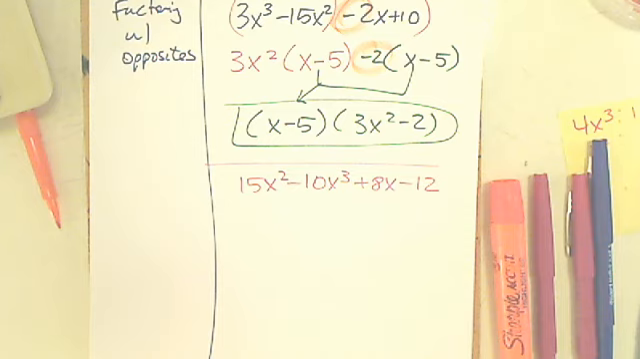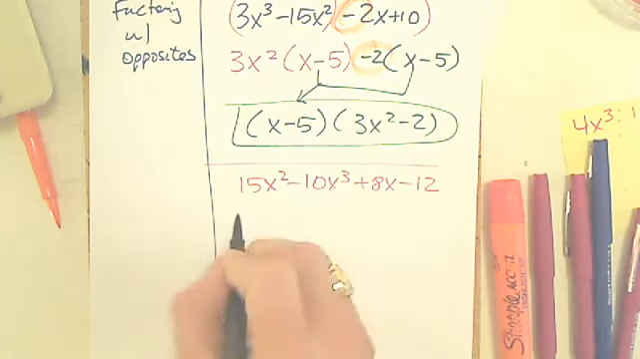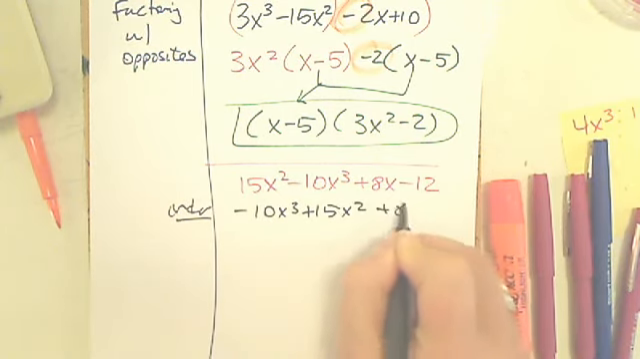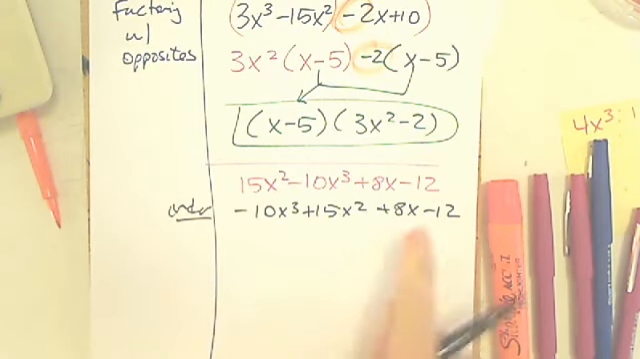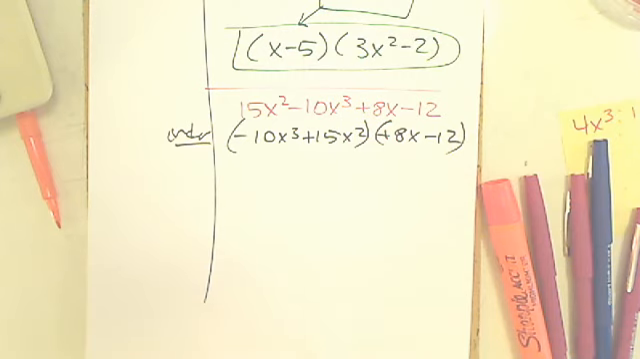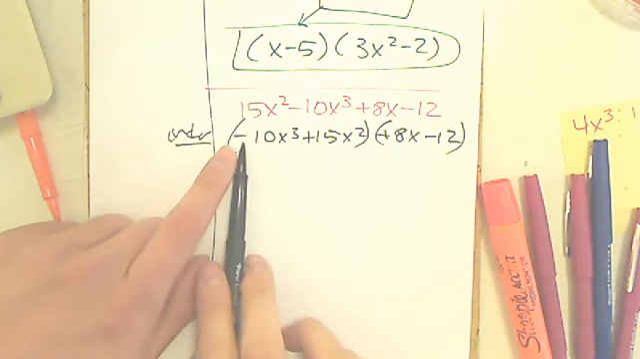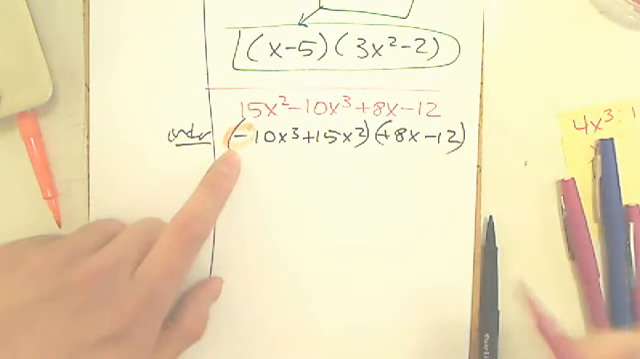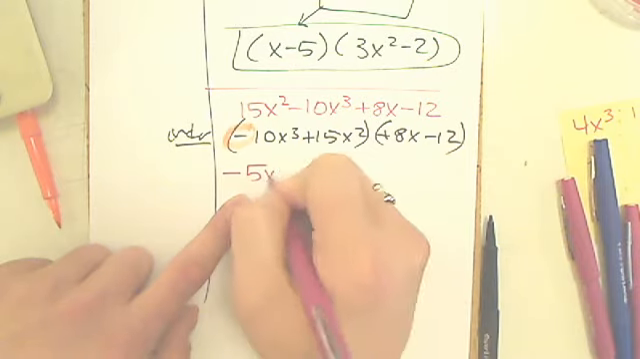This one might have a couple of different answers. Okay, so I'm going to reorder it as you're working. Negative 10x cubed plus 15x squared plus 8x minus 12. Four terms. Contain it with parentheses. The question is, what do I take out in the beginning? I can take out a 5 or a negative 5. Because this right here is a leading negative, I would take out a negative first. So here, take out a negative 5x squared.